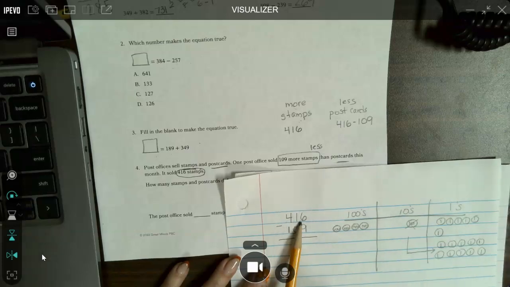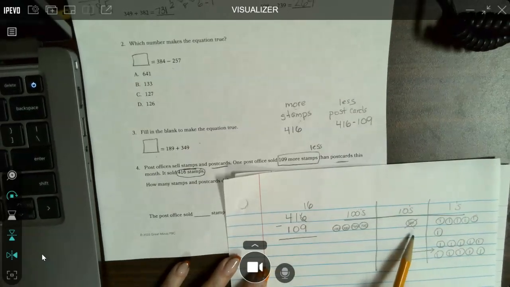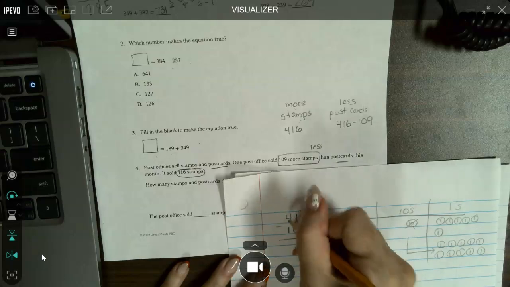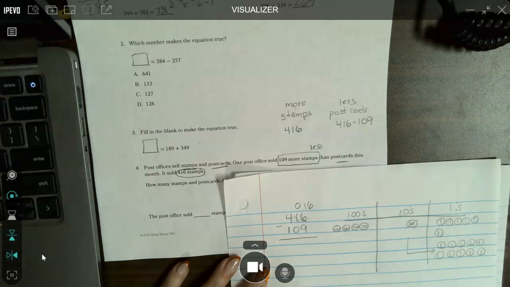We talk about if I am using the traditional or standard algorithm, I have to rename. I no longer have 6 in the 1s place. Now I have 16. I no longer have anything in the 10s place. I have 0. The next thing is I need to look, do I have enough to subtract from my 1s? Do I have enough to subtract from my 10s? Luckily, I didn't need to take anything away, so I don't have to also borrow from my hundreds. Now I can take away.